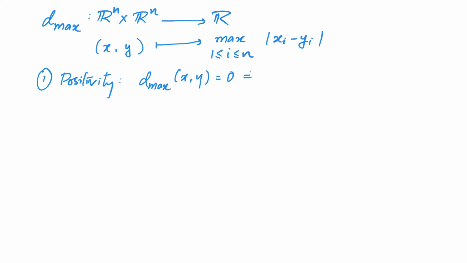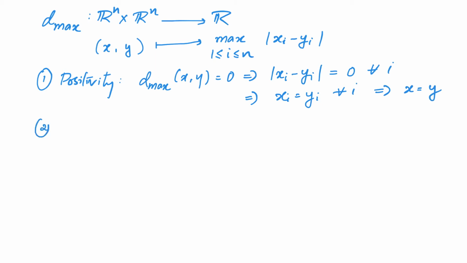Notice that if the distance between x and y is 0, then the maximum of |xi − yi| will be 0, which means that |xi − yi| is 0 for all i. That is, xi is equal to yi for all i, which means that the two vectors x and y are equal. Thus, this distance satisfies positivity.